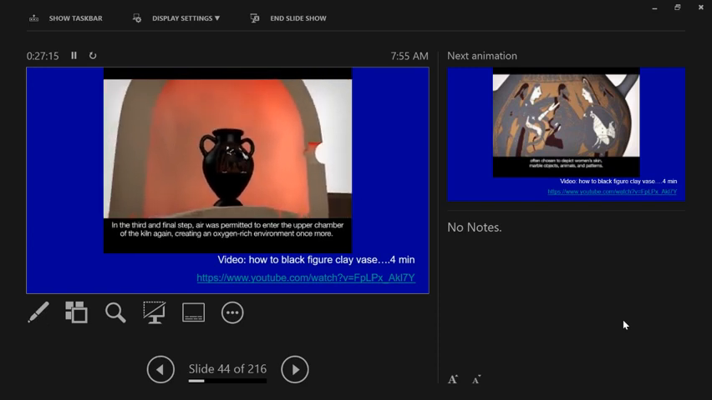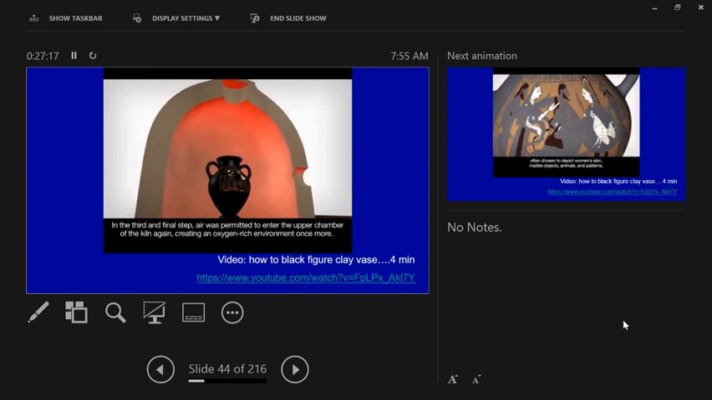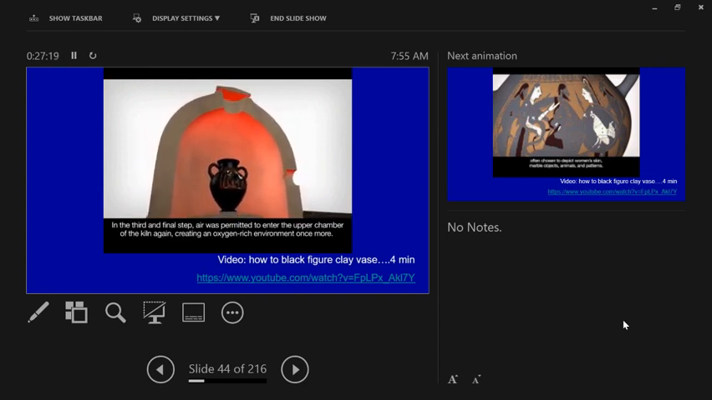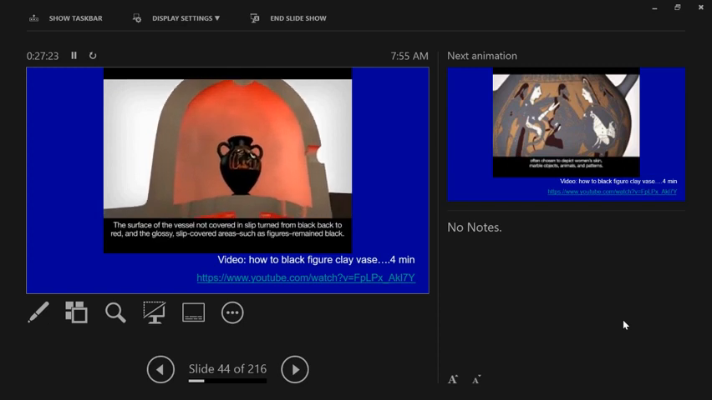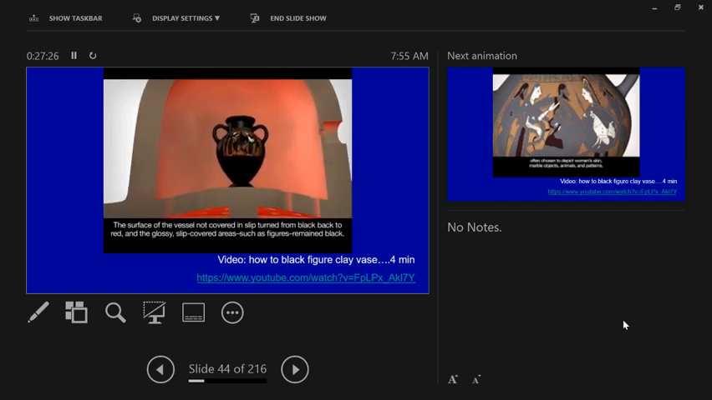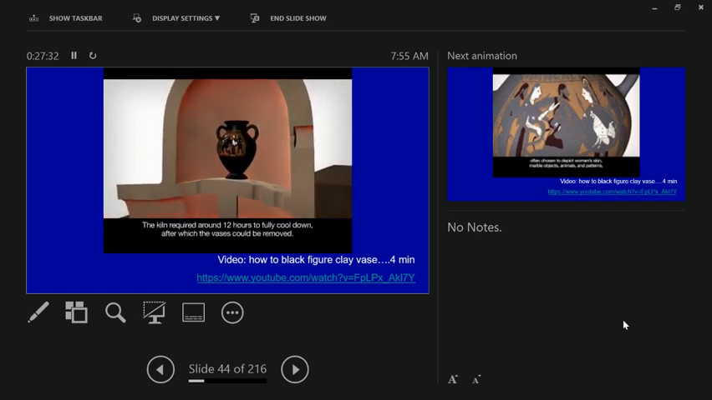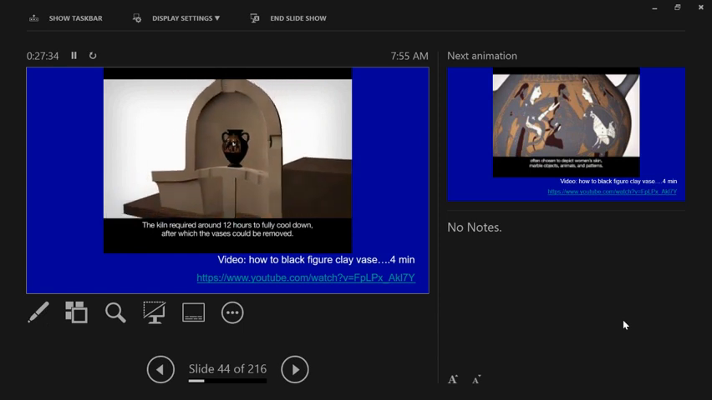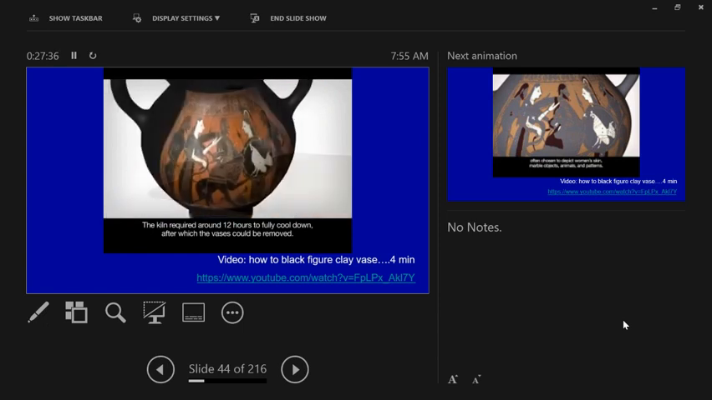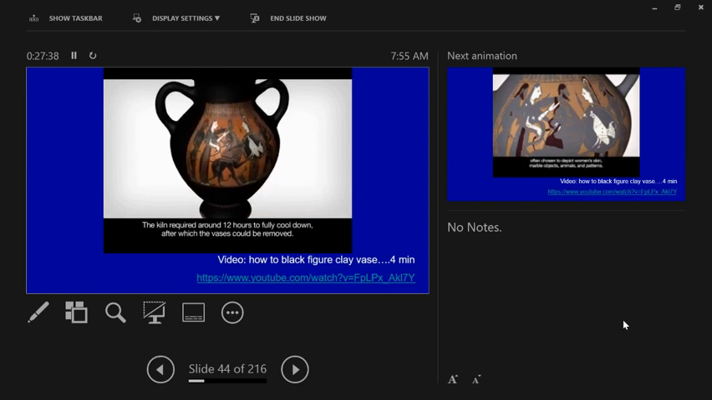In the third and final step, air was permitted to enter the upper chamber of the kiln again, creating an oxygen-rich environment once more. The surface of the vessel not covered in slip turned from black back to red, and the glossy slip-covered areas, such as figures, remained black. The kiln required around 12 hours to fully cool down, after which the vases could be removed.